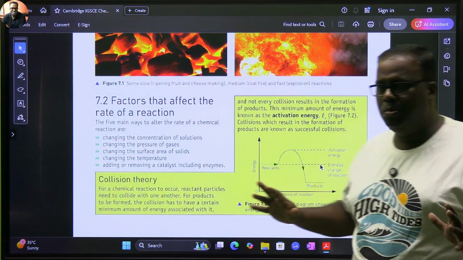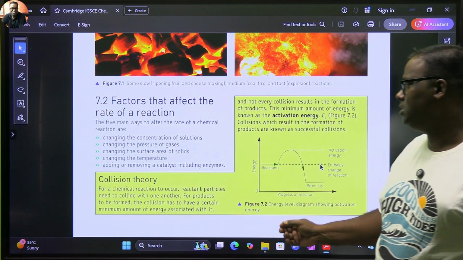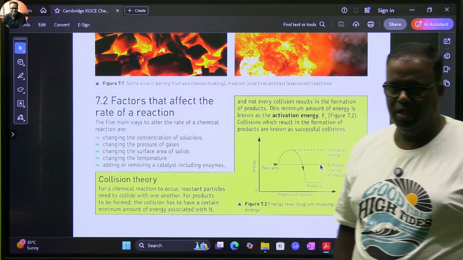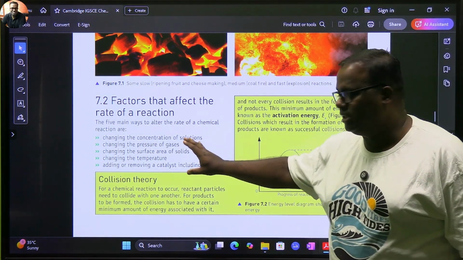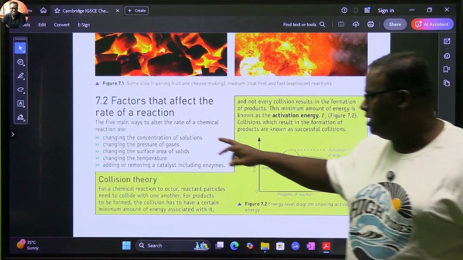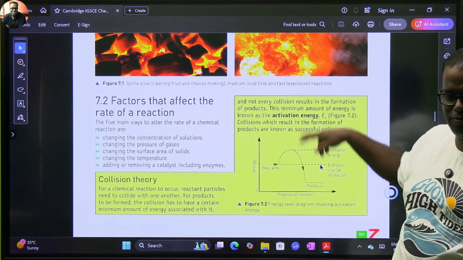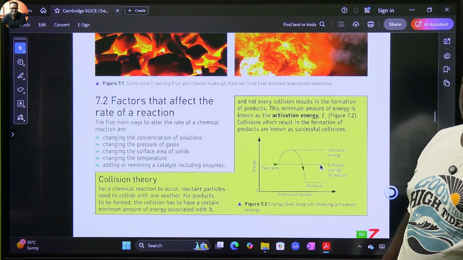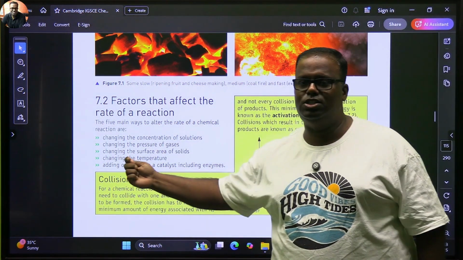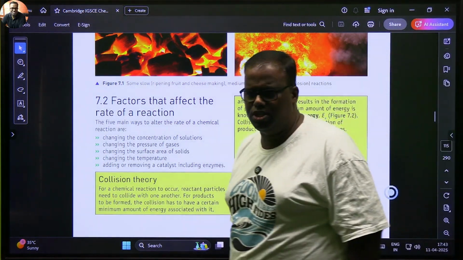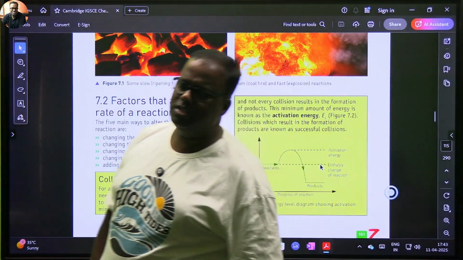Let us not mug up everything. The first thing we are talking about is the collision theory. We are not going at the factor at all. Collision factors are like some verticals. This is a factor, this is a factor, this is a factor, this is a factor. Later you will see in all these factors, one horizontal that is common is collision theory. Now let us understand what is collision theory.